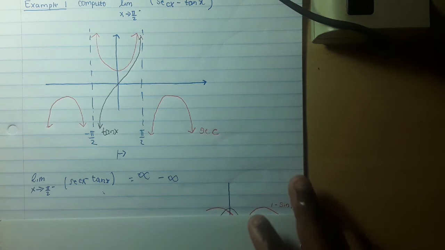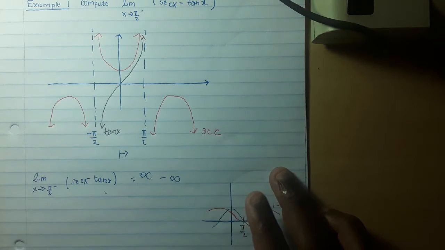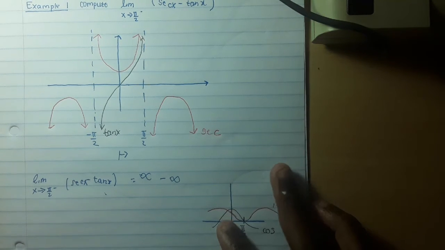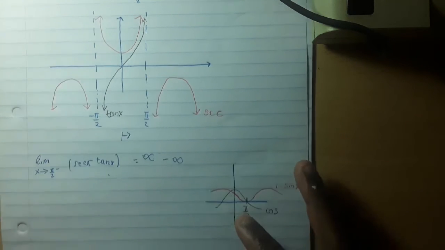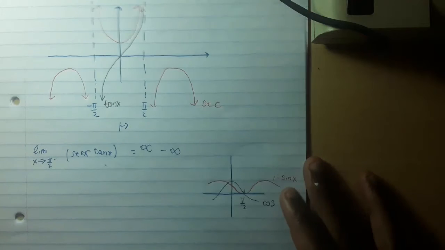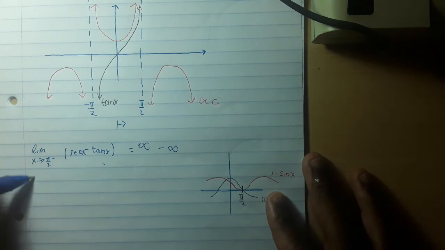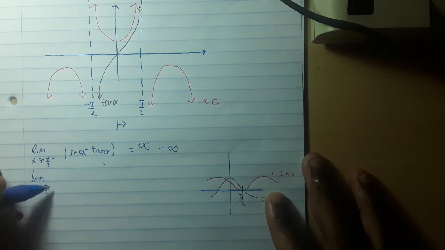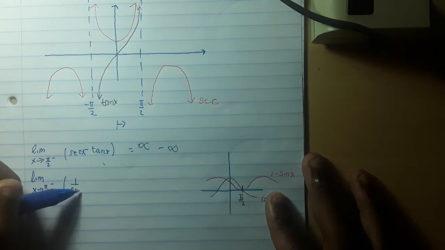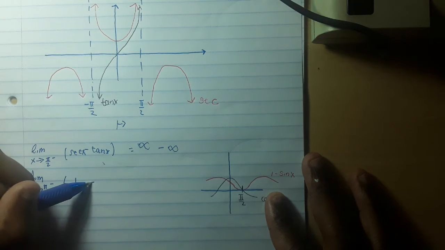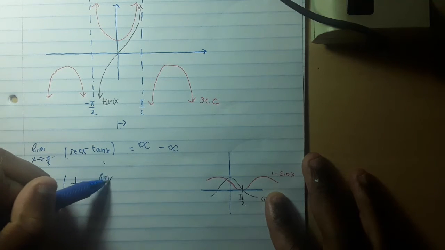meaning that it's an indeterminate difference. We did say that whenever we need to solve such a problem, we need to first see if we can simplify and then try to have it written as a quotient. So what we're going to do is write this down, and this is the same as 1 over cos x minus sin x over cos x.